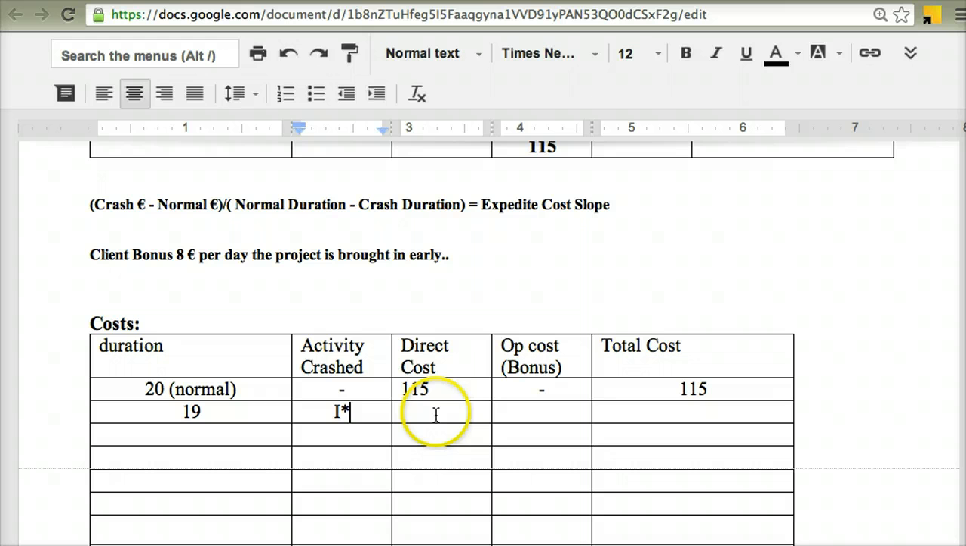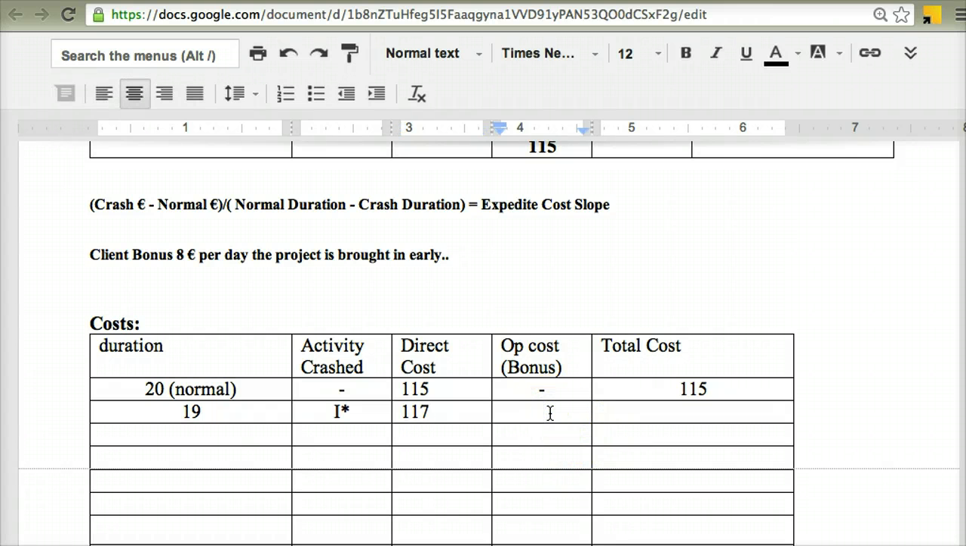The direct cost, well, the direct cost of doing this project in the way that it is, crashing I by 1 day and having all the other costs of all the different activities which were there before, I'm just going to be adding an extra €2 onto the overall cost that was there originally. So it's €115 plus the extra €2 to crash activity I by 1 day, which will give me €117.